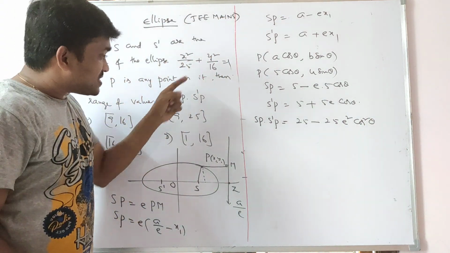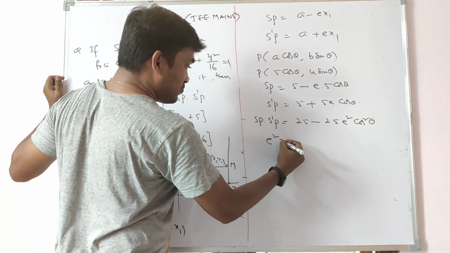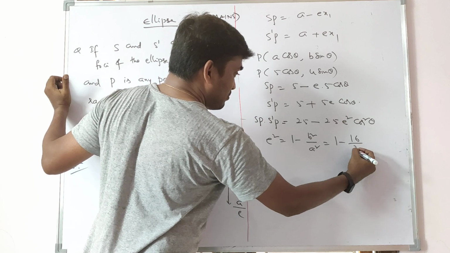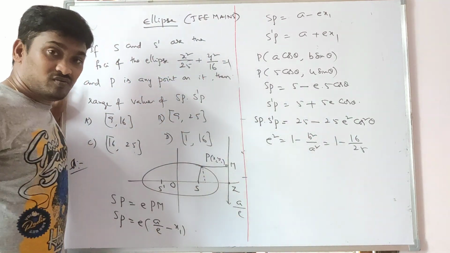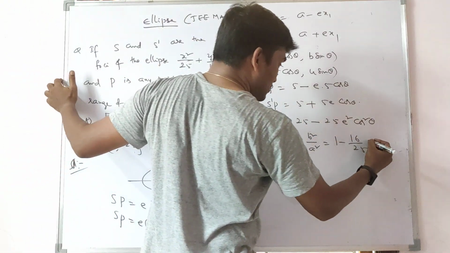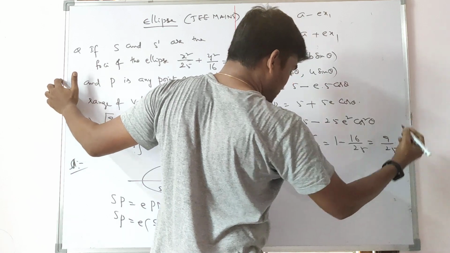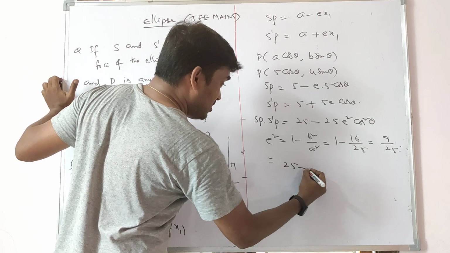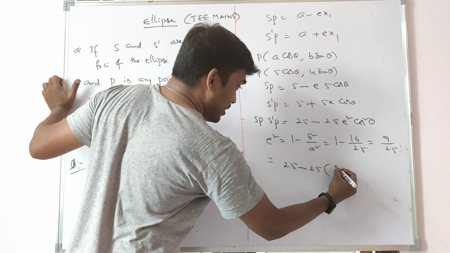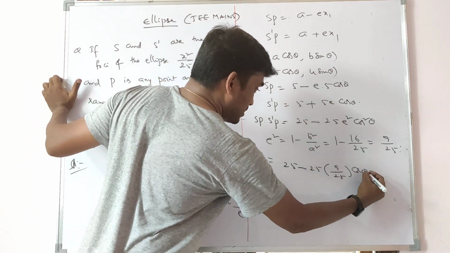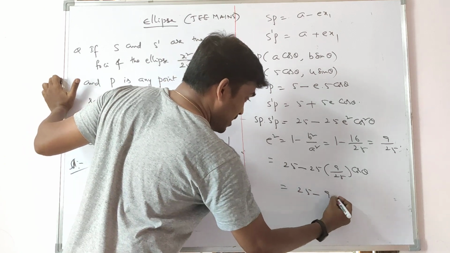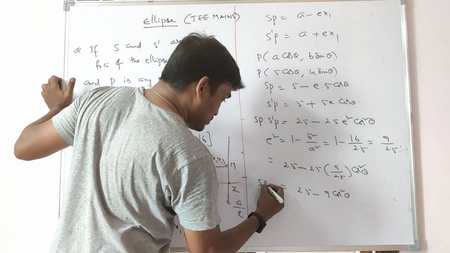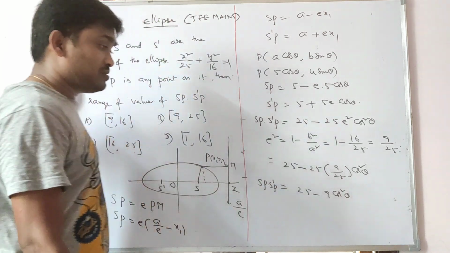From this, what is the eccentricity? e square is equal to 1 minus b square by a square, that is 16 by 25. So what is the result coming here? 9 by 25. Put this value: 25 into 9 by 25 cos square theta. So 25 minus 9 cos square theta is SP into S dash P.